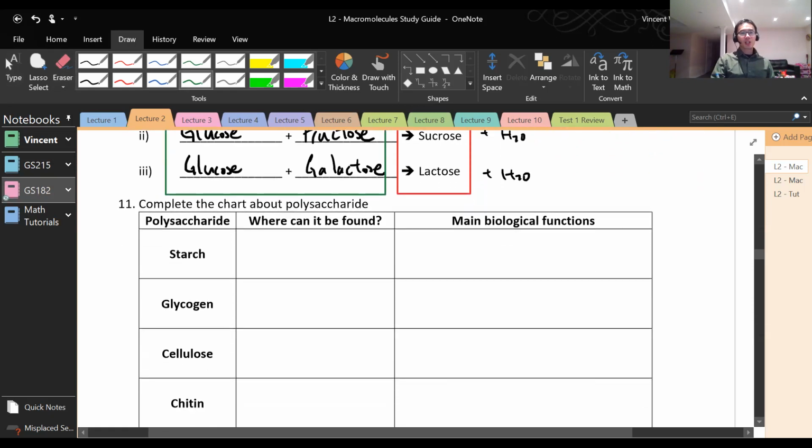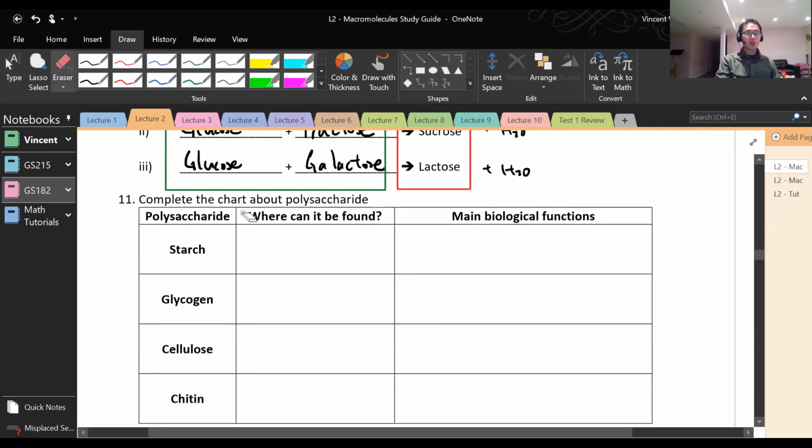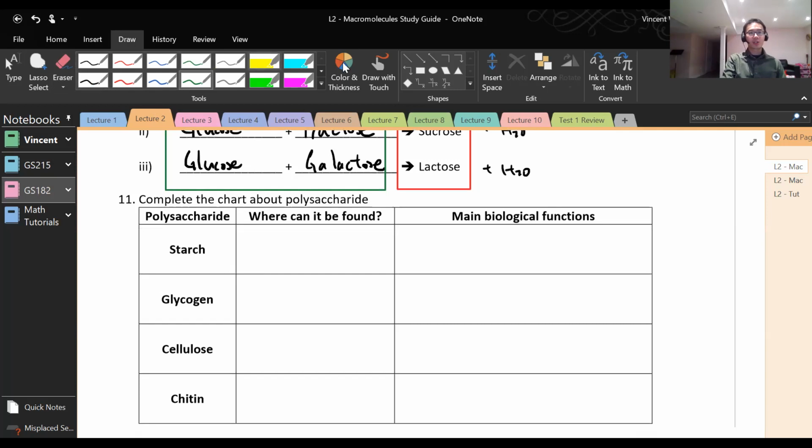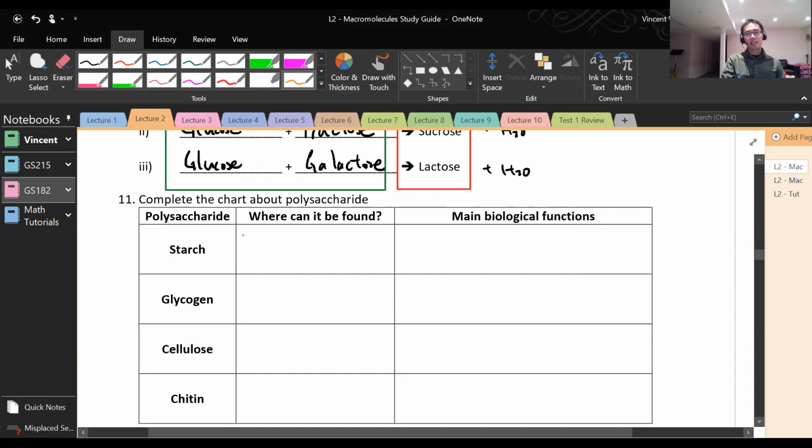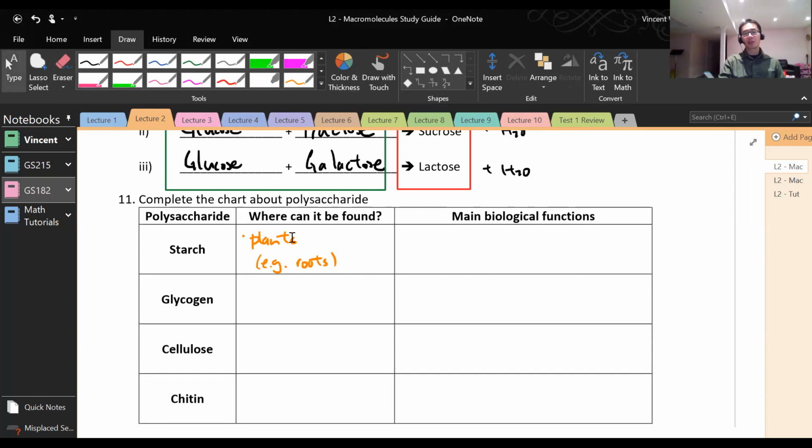Okay, complete the chart about polysaccharide. So here we go. Starch. Where can we find starch? Starch, we can find it in plants, for example, in the roots. So potato, it's full of starch. Potato is a root, right? If you think about carrot, that's full of starch, right?